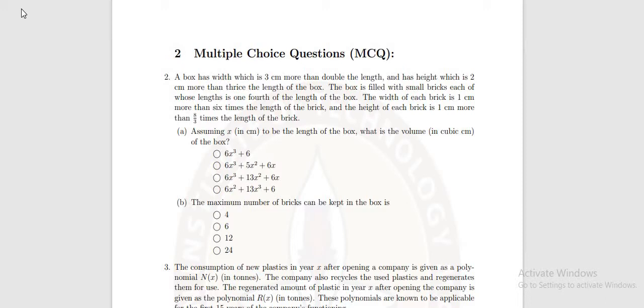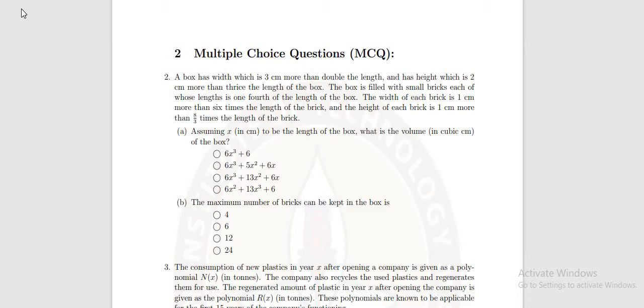We are going to discuss the graded assignment sheet of week 7, question number 2. The question says that a box has a width which is 3 cm more than double its length, and a height which is 2 cm more than thrice the length of the box. The box is filled with small bricks, each of whose length is 1/4 of the length of the box.